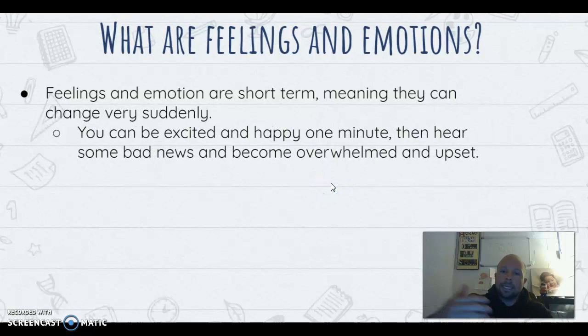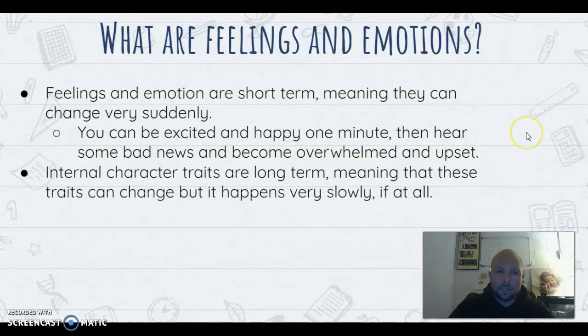So you can be excited and happy one minute, like I just explained to you, then hear some bad news and become overwhelmed and upset. So it can go the other way, okay? You could be incredibly happy and excited, but then you hear some bad news and all of a sudden you're overwhelmed and upset. Feelings and emotions can change immediately, short term, okay?